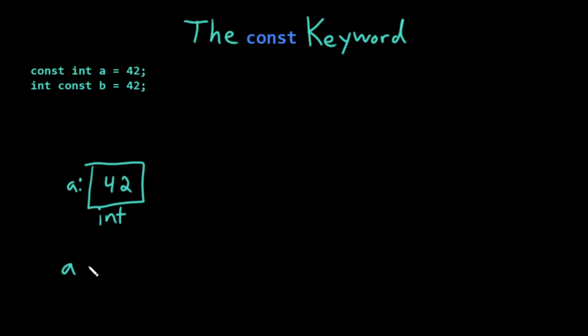So if I later try to do a equals 41, this would not work. I would get a compile error because I'm trying to reassign something that's const.